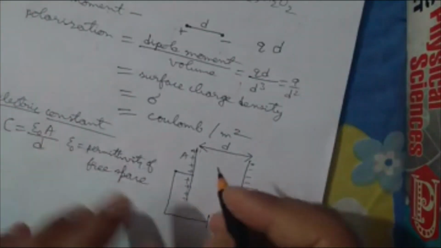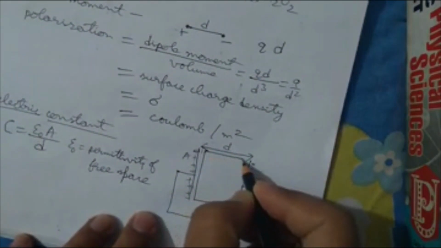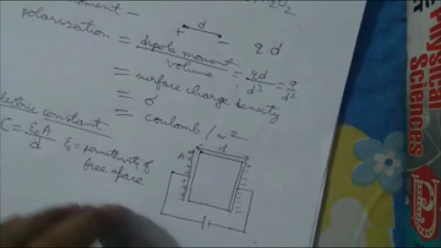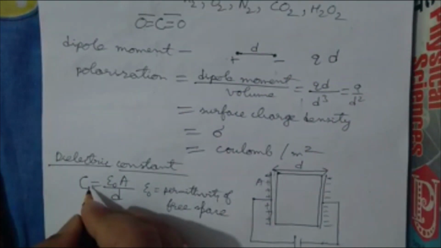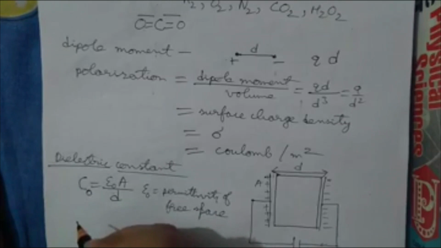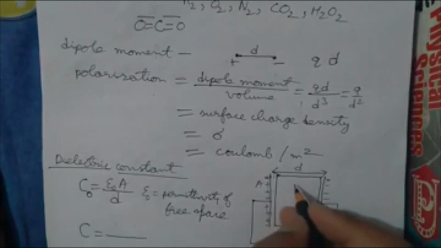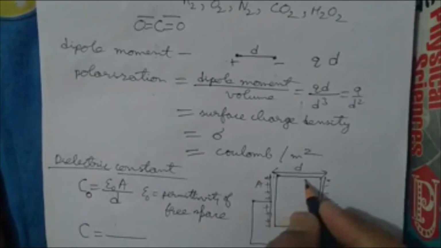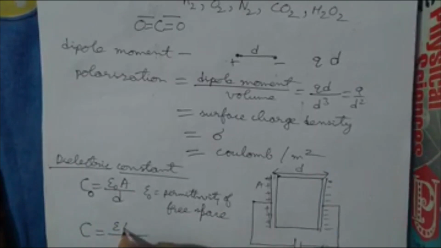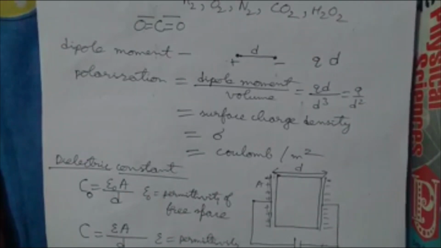Now suppose a dielectric is placed here. Then what will happen? This is the capacitance when there is free space, so that is denoted as C0. Then C will be, suppose the permittivity of the dielectric medium is say epsilon, epsilon into A by D, where epsilon is the permittivity of the dielectric.